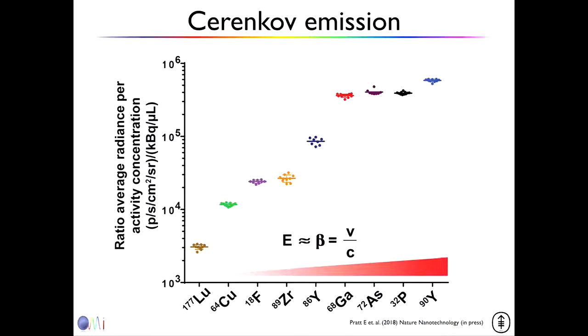In biomedical imaging, it's a little bit more difficult, and this is just to remind me to tell you, it depends on the isotope. You have a wide range of intensities here. The spectrum never changes. Here's lutetium as the lowest one. Here's yttrium-90 as the best emitter, and this is all standardized to the activity concentration. So you're looking at the same amount of radioactivity in the well.